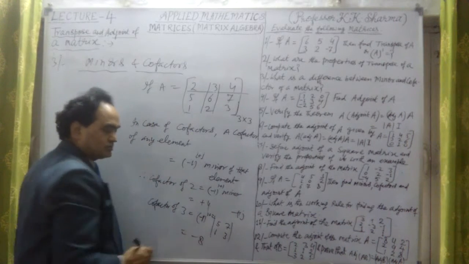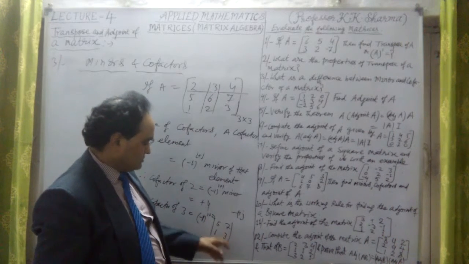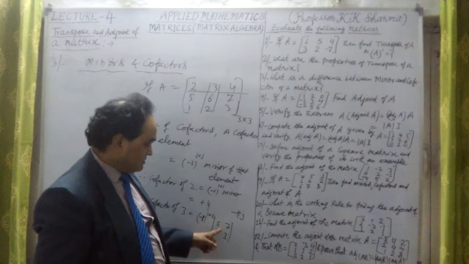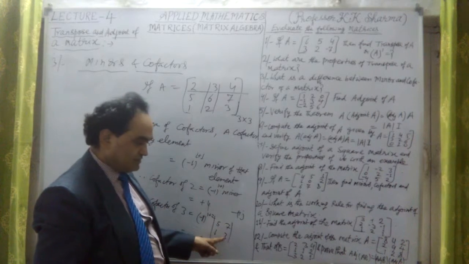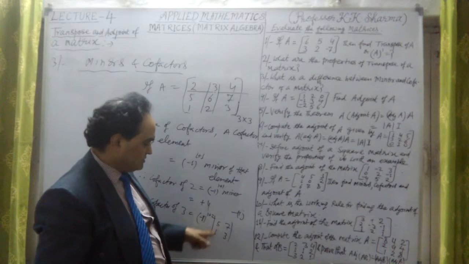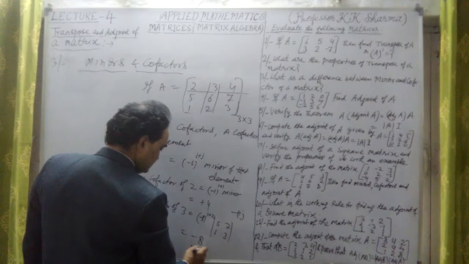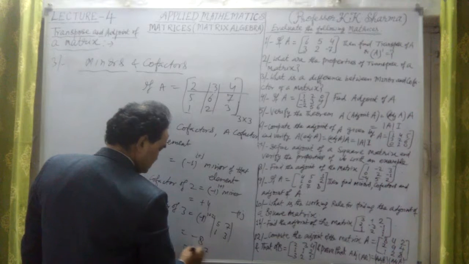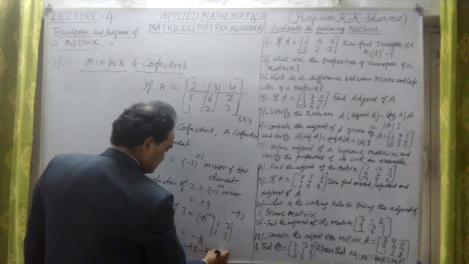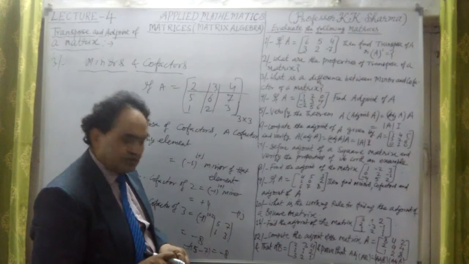So minus 1 to the power 3 is a negative sign. Minus 1 into the value. The determinant is calculated by cross multiplication and subtracting. 5 into 3 is 15. 15 minus 7 into 1 is 7. So we could write it as 15 minus 7, which is 8, but with the big minus sign here, it is minus 8.